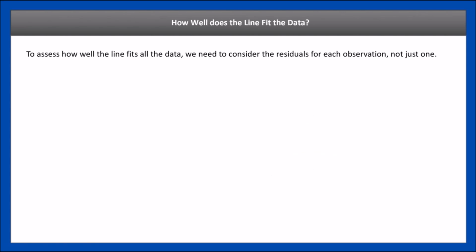Okay. How well does the line fit the data? So now what we want to see is, well, okay, so we determined that it's appropriate to use a line with the residual plot.